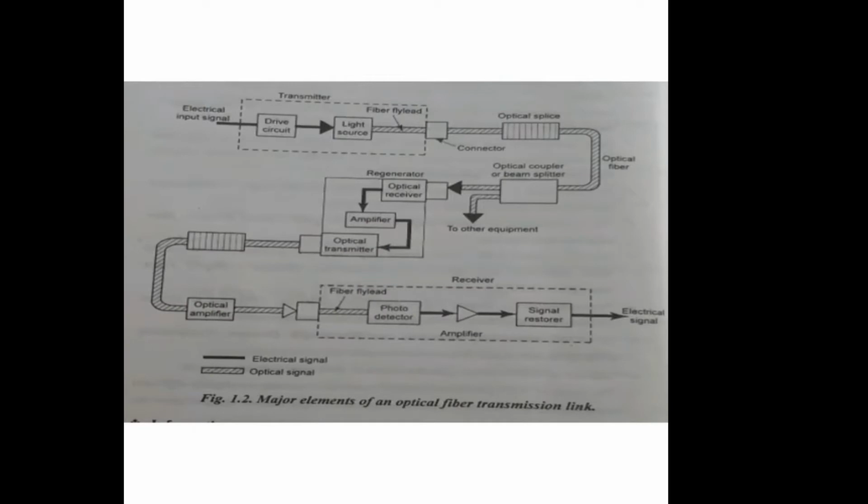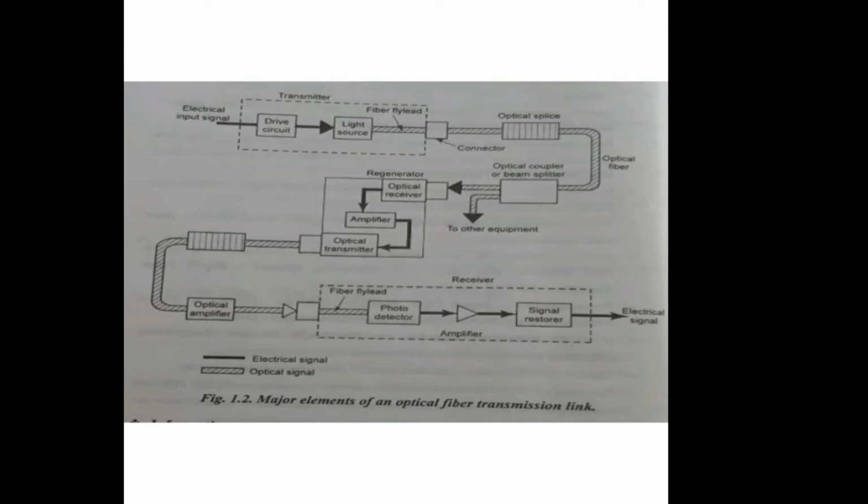So this is the element of an optical fiber transmission link. It may be asked in the 13 mark question also. Okay. So the basic components of optical fiber communication are the transmitter section, the medium, that is the optical fiber, and the receiving section. We know that for communicating, the three main important elements are transmitter, medium, and the receiver section.